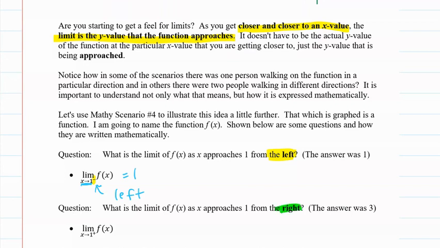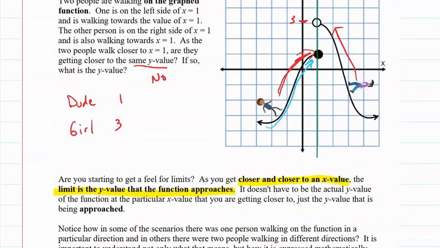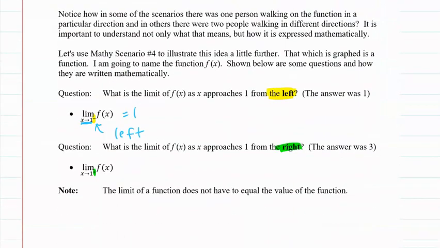If it's coming from the right side, then we're going to have a plus sign over here. And if we look at the girl coming from the right side, as she gets closer and closer to an x value of 1, her y value is equal to 3. So her limit is going to be a 3.